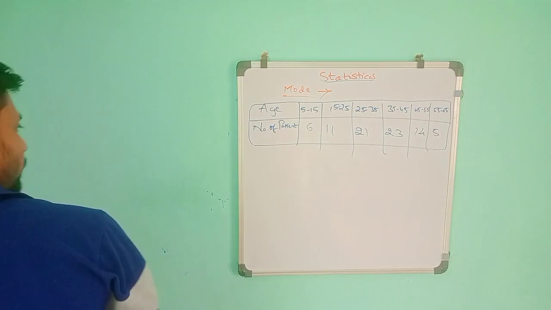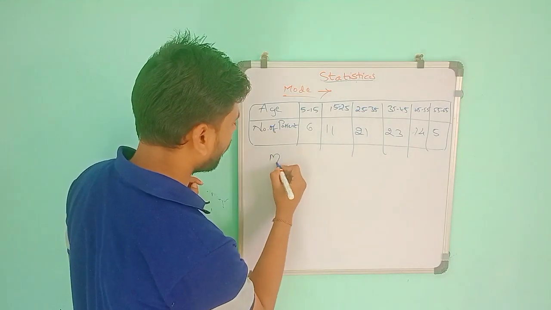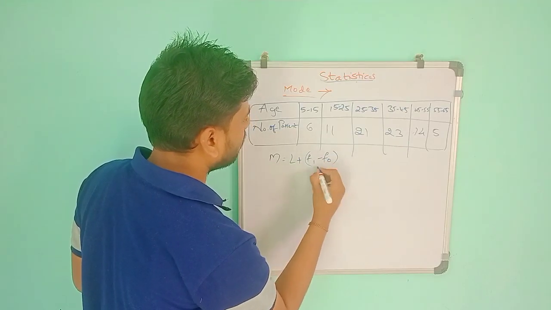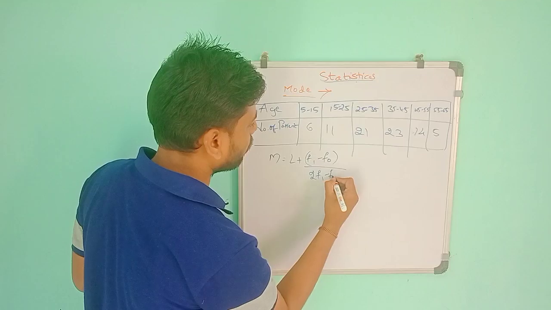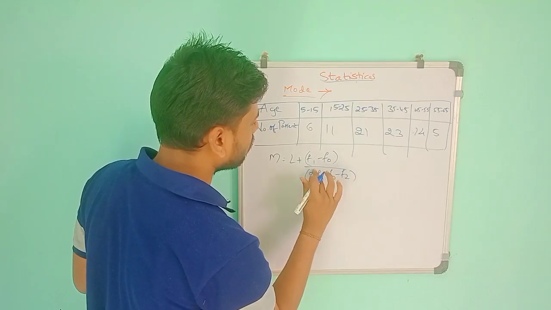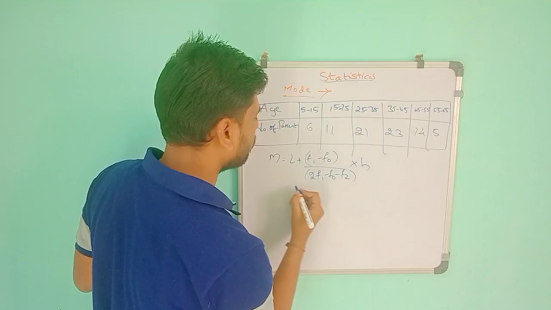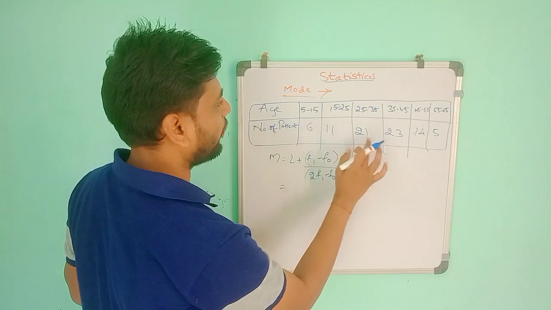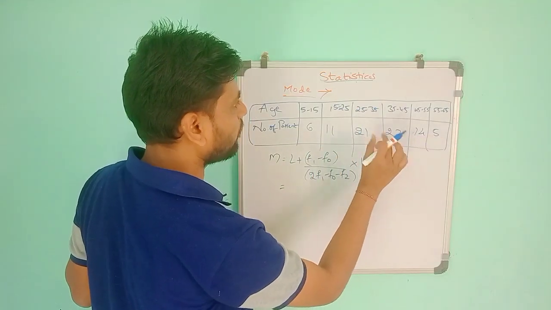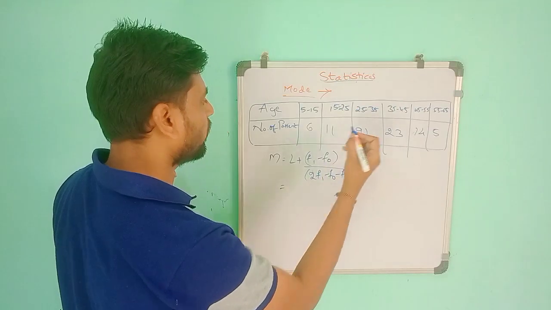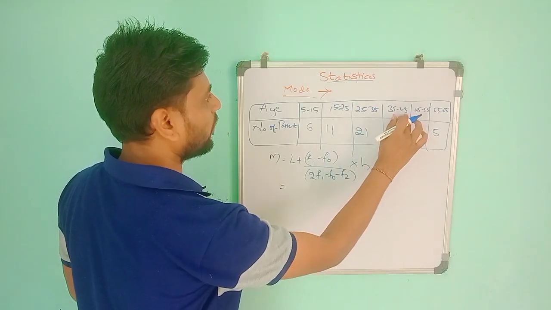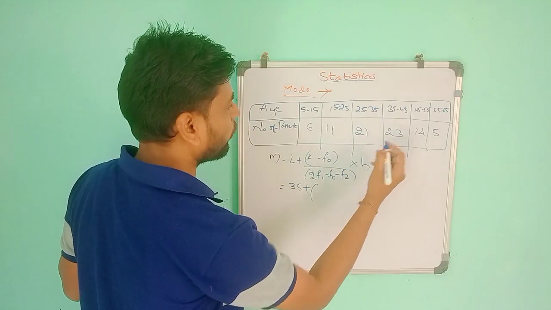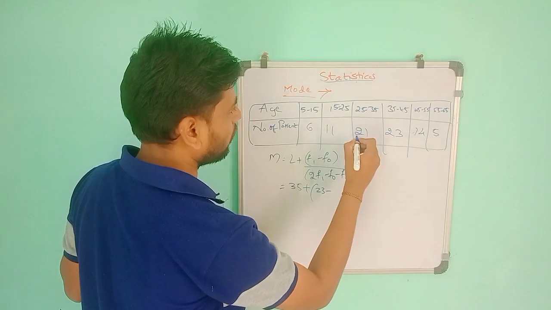So first I will find out the mode. For the mode, the formula is L plus (F1 minus F0) divided by (2F1 minus F0 minus F2) into h. So L is there; in this, which is the maximum? 6, 11, 21, 23, 14, 5. So 23 is the maximum, so the class will be 35 to 45. L means lower limit, and in 35 to 45 the lower limit is 35.